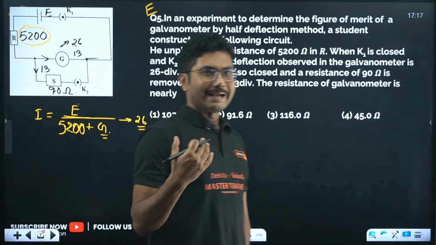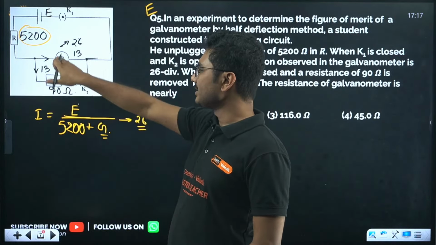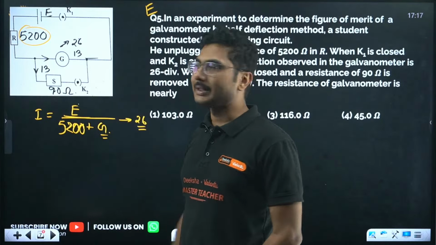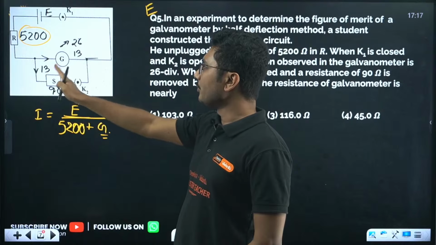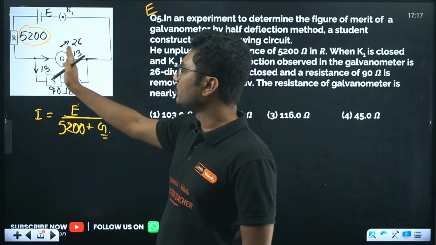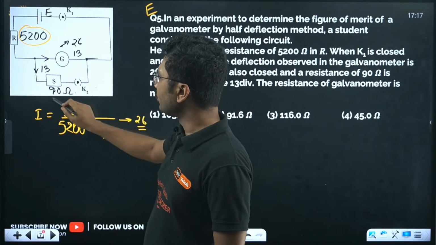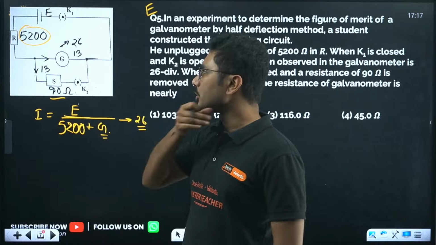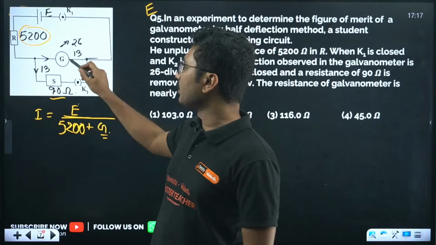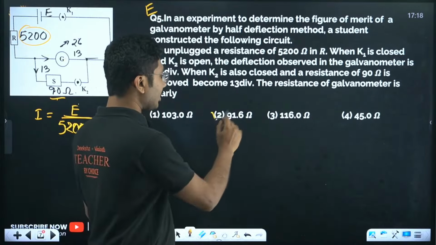Ideally the galvanometer resistance and this resistance should be the same. If you are doing this in the half deflection method, you have to adjust this resistance such that the galvanometer deflects to half of the value, and that basically gives you almost equal to the galvanometer resistance, because current becomes half. That is why we can say that the galvanometer resistance is very close to this 90 ohm, which is obviously 91.6.